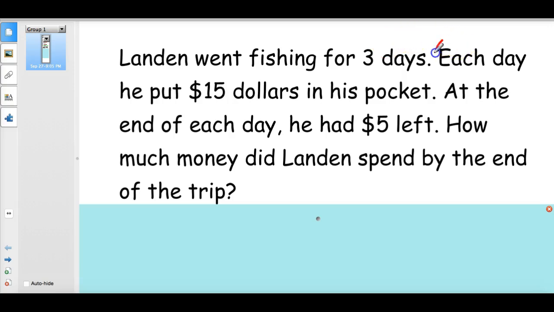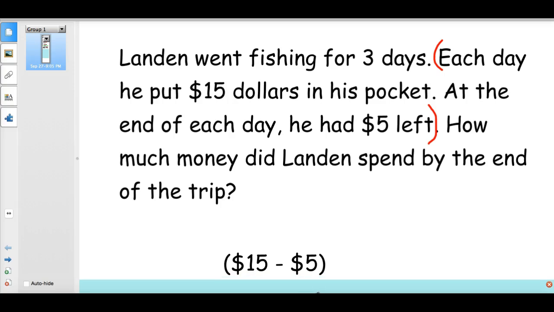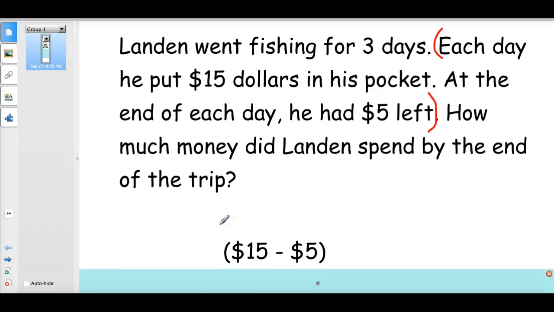Now I'm going to section off the part that talks about each day really quickly. I'm going to put that in parentheses because each day, so every day he had $15. He started off with $15. Well, then he only had $5 left at the end of the day. So in one day, I can use this expression to figure out how much he spent at the end of each day. However, this is for one day. I need to know how much money Landon spent by the end of the trip.